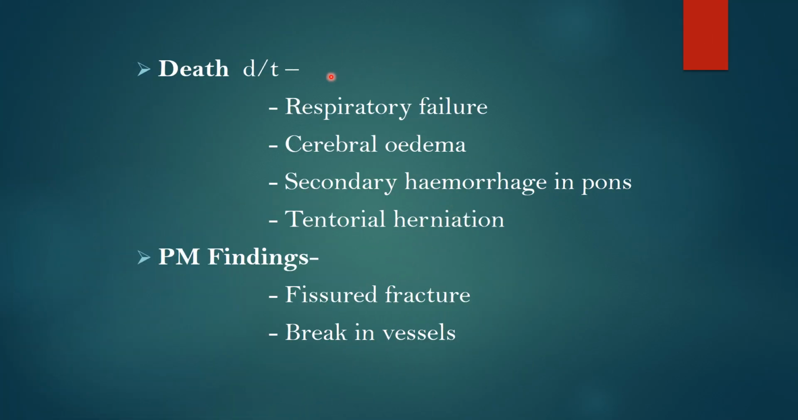In the case of epidural hematoma, death is due to cerebral edema or secondary hemorrhage in the pons. Tentorial herniation means that with increased intracranial pressure, the cerebellum and the brainstem are pushed downwards. So when they are pushed downwards, the vital centers in the medulla, the respiratory centers, etc., are impacted on the rim of the foramen magnum, which can lead to death or respiratory failure.